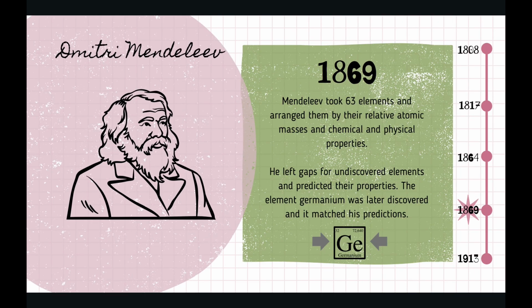Now, Dmitri Mendeleev in 1869 took 63 elements and arranged them by their atomic masses and chemical and physical properties. So he left gaps for the undiscovered elements and predicted their properties. The element germanium was later discovered and matched his predictions.